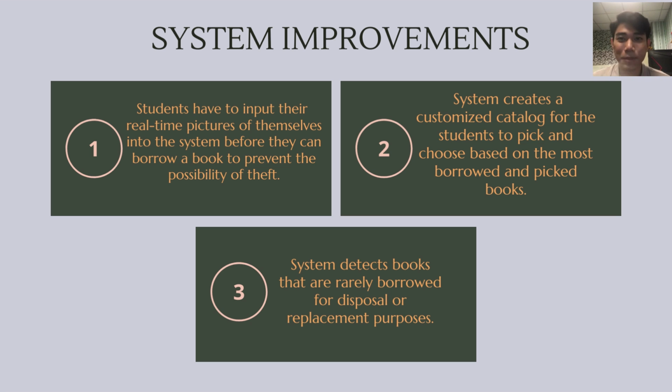System improvements. Number 1, students have to input real-time pictures of themselves into the system before they can borrow a book, to prevent the possibility of theft. Number 2, the system creates a customized catalog for students to pick and choose based on the most borrowed and picked books. And number 3, the system detects books that are rarely borrowed for disposal or replacement purposes.